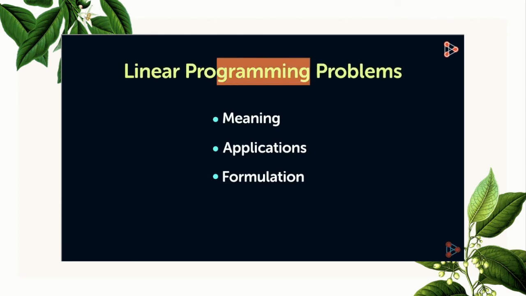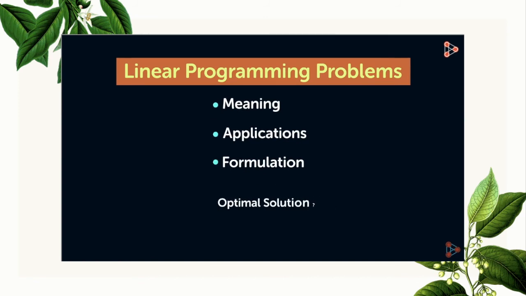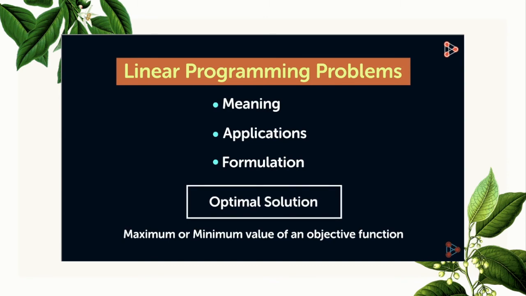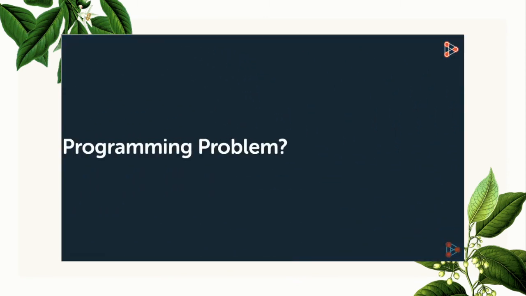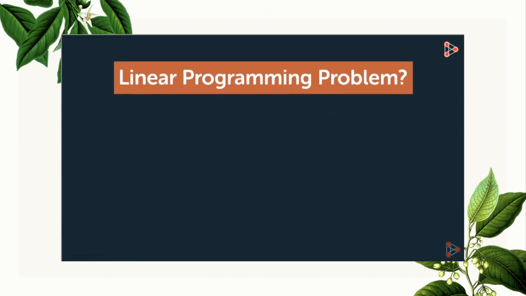So far, we've discussed the meaning, applications, and the formulation of linear programming problems. We will now discuss how a linear programming problem is solved. Before we begin, can you tell me what an optimal solution is? The maximum or the minimum value of an objective function for the given problem is the optimal solution. But the question is, how do we solve a linear programming problem?